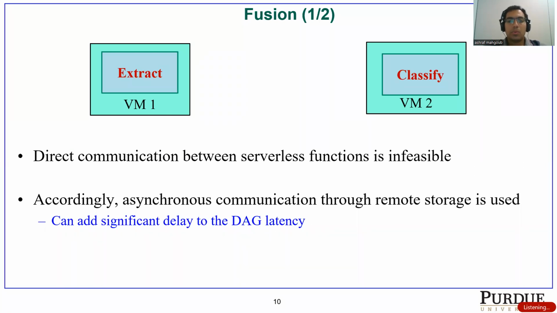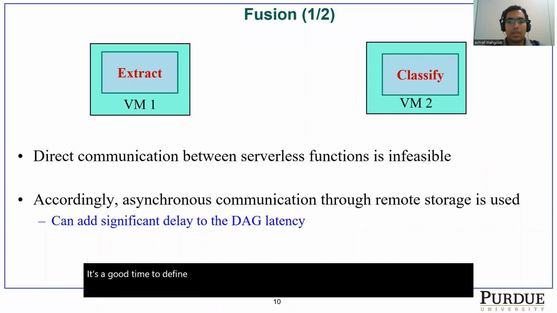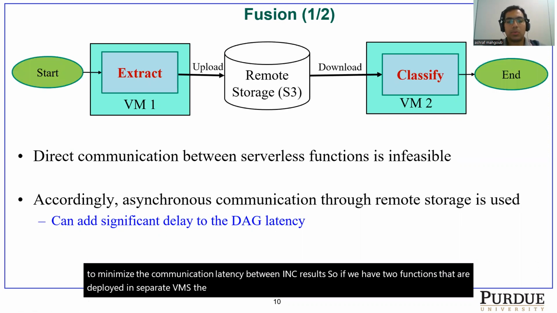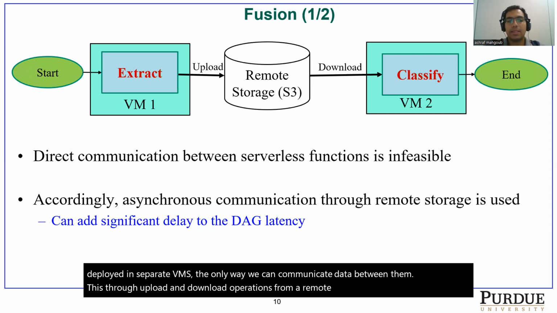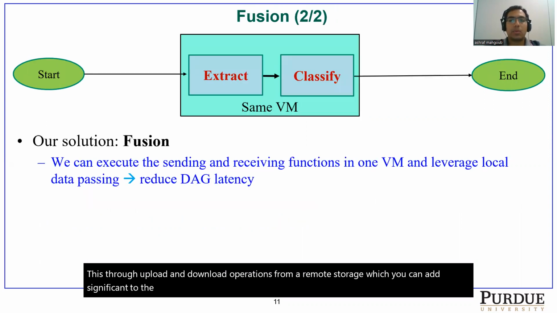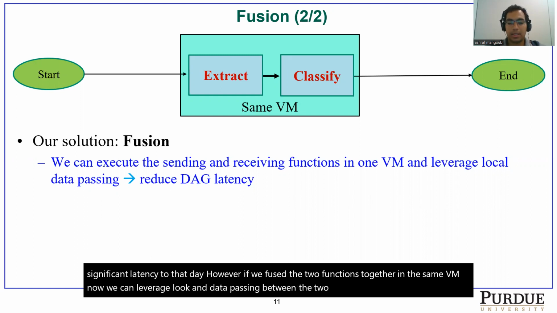Now it's a good time to define the first optimization that we apply, which is fusion. Fusion's target is to minimize the communication latency between in-series functions. If we have two functions that are deployed in separate VMs, the only way we can communicate data between them is through upload and download operations from a remote storage, which can add significant latency to the DAG. However, if we fuse the two functions together in the same VM, now we can leverage local data passing between the two functions and reduce the DAG latency.